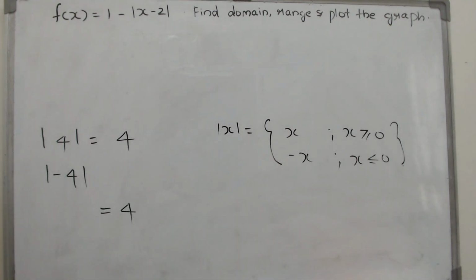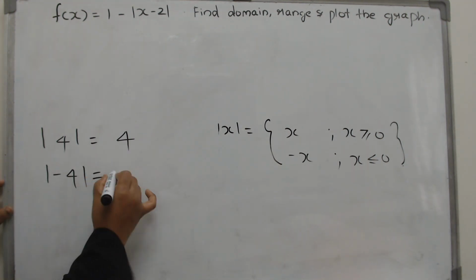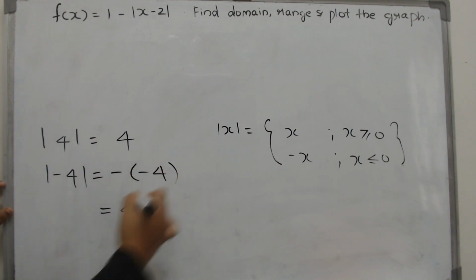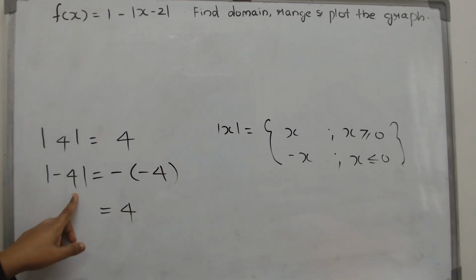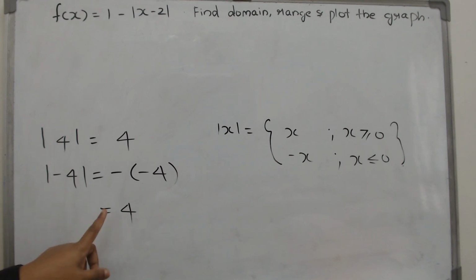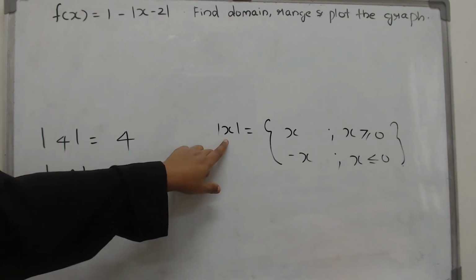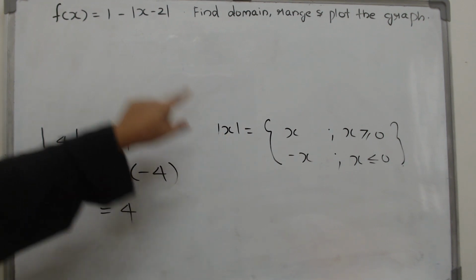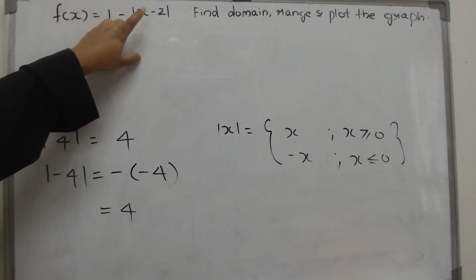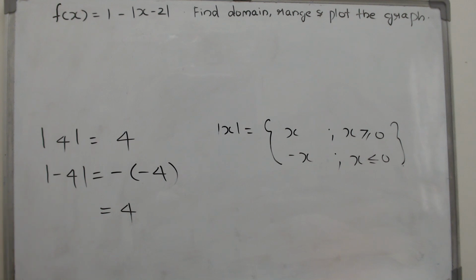If your x is negative, then what do you do? You take minus of its value. So therefore, whatever your input is, your output should be positive. That is what the mod value means. But then here we do not have a mod x. What we have here is x minus 2. So let us rewrite the function.